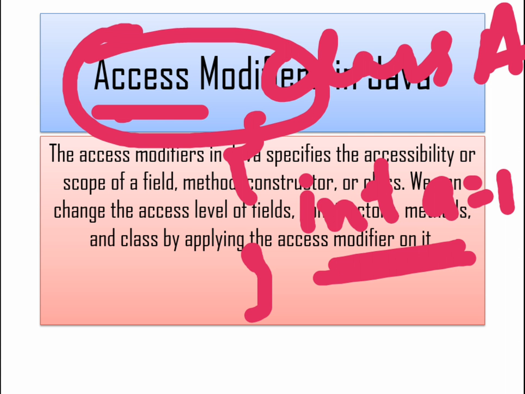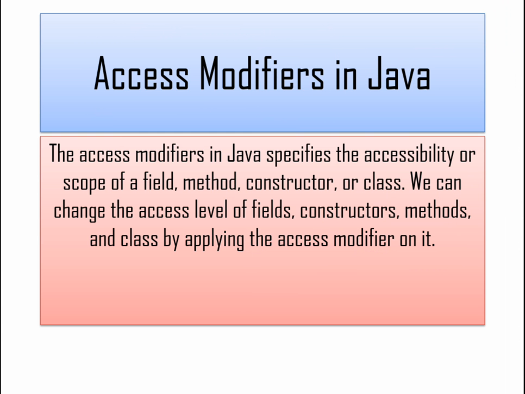Okay, so let us discuss the definition. The access modifiers in Java specify the accessibility or the scope of a field, method, constructor or class. Means it specifies to what extent the field, method, constructor or class is accessible.